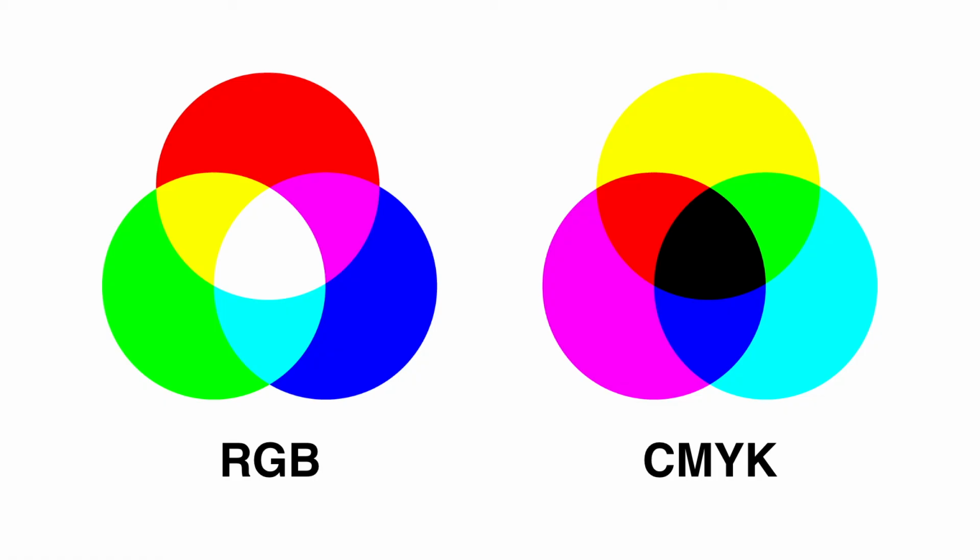RGB stands for red, green, and blue. Essentially, you want to use the RGB color space whenever you're designing for something digital, whether that's a website or an app or anything that will be viewed on a screen. CMYK stands for cyan, magenta, yellow, and black. Use this color space for any project that you intend to print, like a poster or a book.